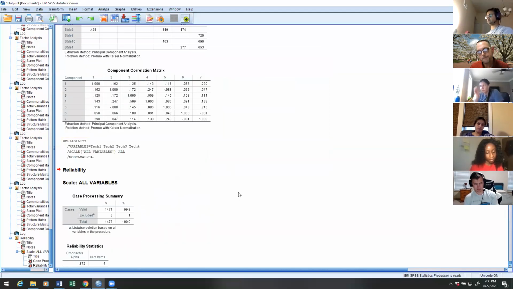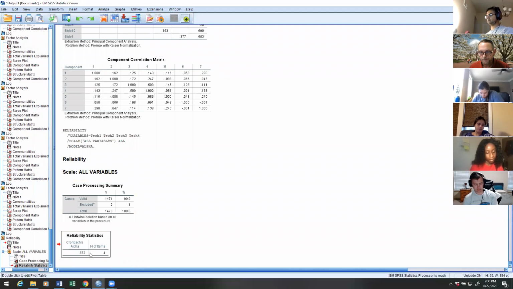So we'll do Reliability, and we get 0.872. Again, the basis for this is 0.7. That's the benchmark that is generally viewed as acceptable. You know, the higher the better. If it gets into the high nineties, then people start to question the scale a little bit. The items may be too closely worded if it's too high.